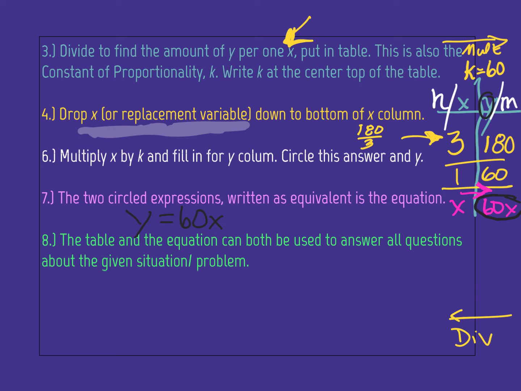Let's do the same thing again, but this time I want to use the alternate variable. Let me extend my table a little bit. So I'm going to drop down the H this time instead. Multiply H times my constant of proportionality, which is 60, so I get 60H. I'm still going to circle both. Circle and circle. So this time my equation is M equals 60H.